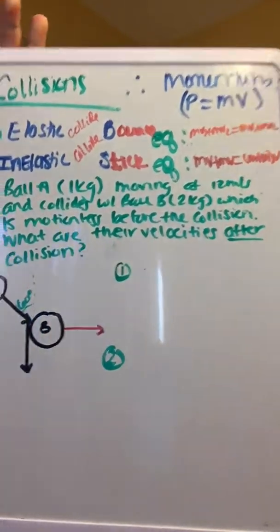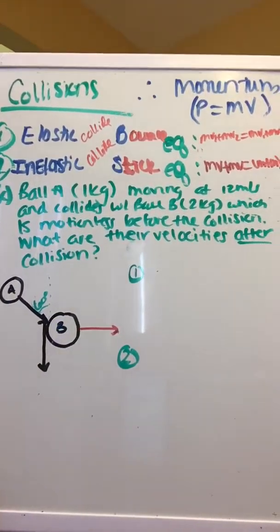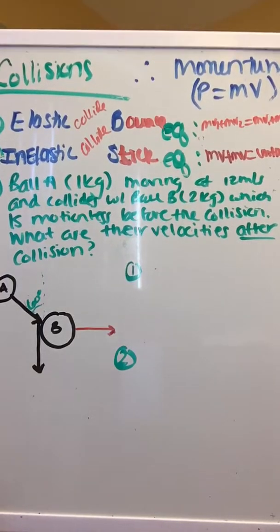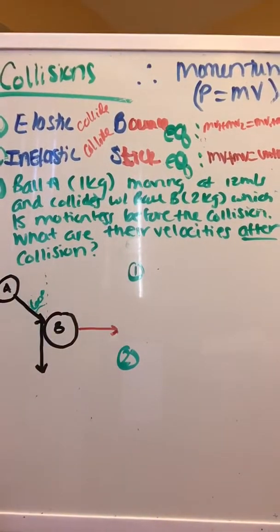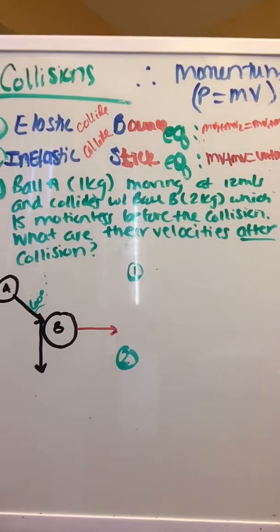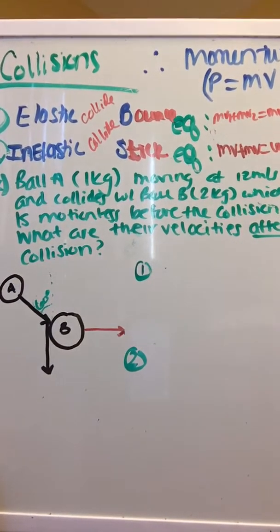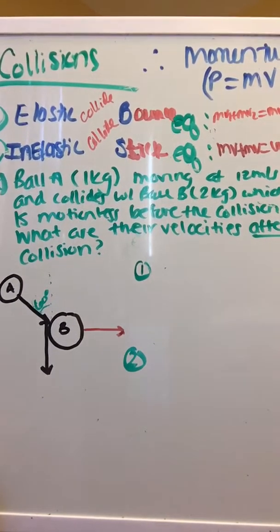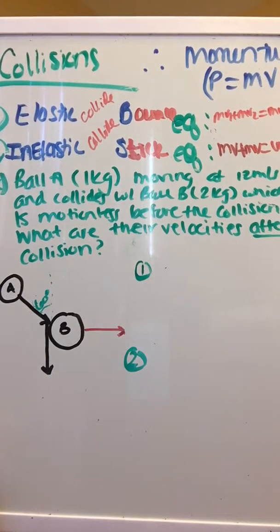Okay, this is the video on collision. So when we think of collision problems, we have to think of momentum as well. Momentum is P equals mv. There are two different types of collisions. First off, let me say we're going to use the conservation of momentum to solve these collision problems.